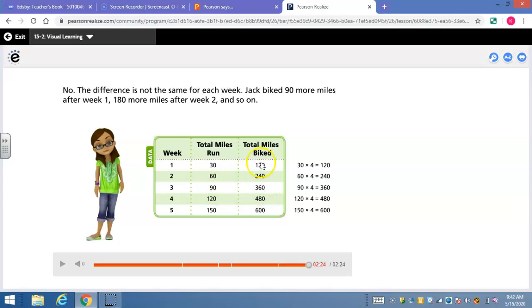If I take 120 minus 30, it's 90. But if I go here, 240 minus 60, is that still 90? No, it's not, okay? So that would be 180. So it's not going to be the same difference each time, is what it's saying if you're comparing them.